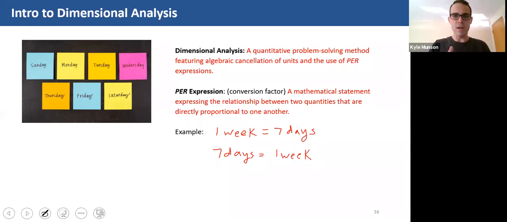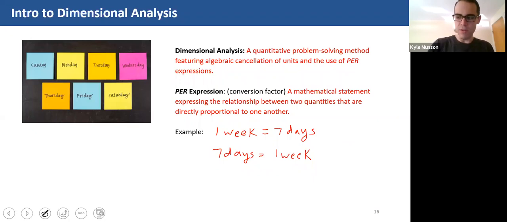All right, so these are, again, a relationship between two quantities that are directly proportional to each other. And we use these types of conversions all the time. If you go to the grocery store and bananas are 25 cents per pound, there's a relationship between the amount of bananas you buy and the price you're going to pay. It's the same idea. So the per expression can be written out in a form like this.